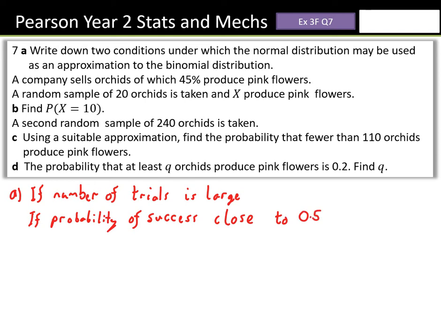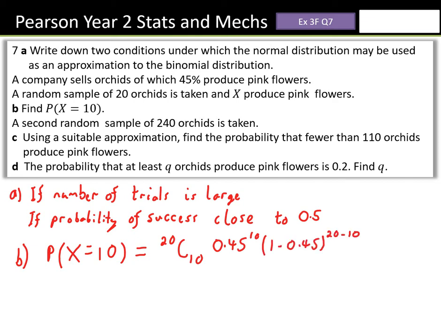In the second part of the question, we've got a random sample of 20 orchids and we're asked to find the probability of x equaling 10. Well, if there are 20 orchids, then it's going to be 20 choose 10, 0.45 to the 10, and then 1 minus 0.45 to 20 minus 10. Lots of calculations to do there, but our final answer is 0.1593 to 4 significant figures.